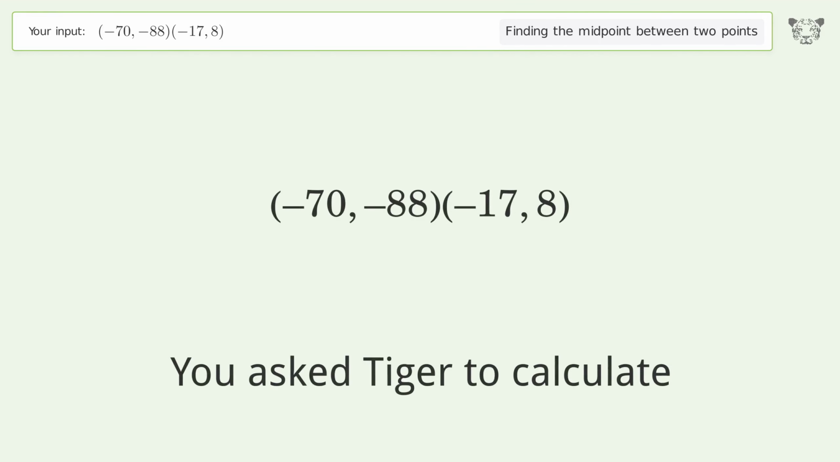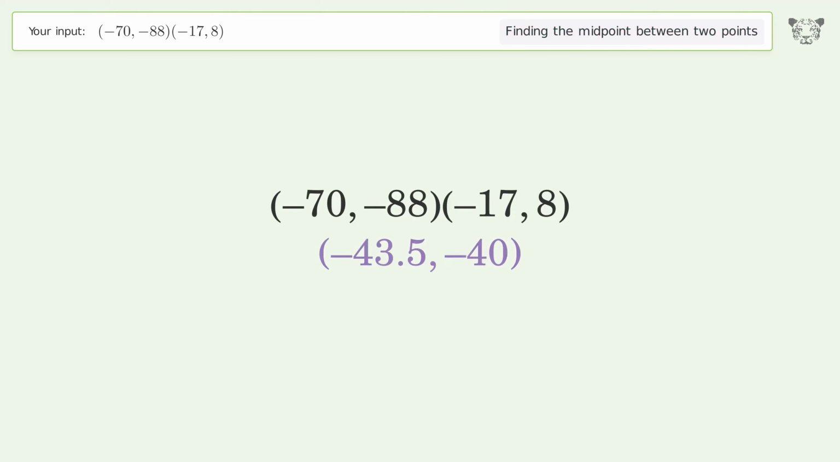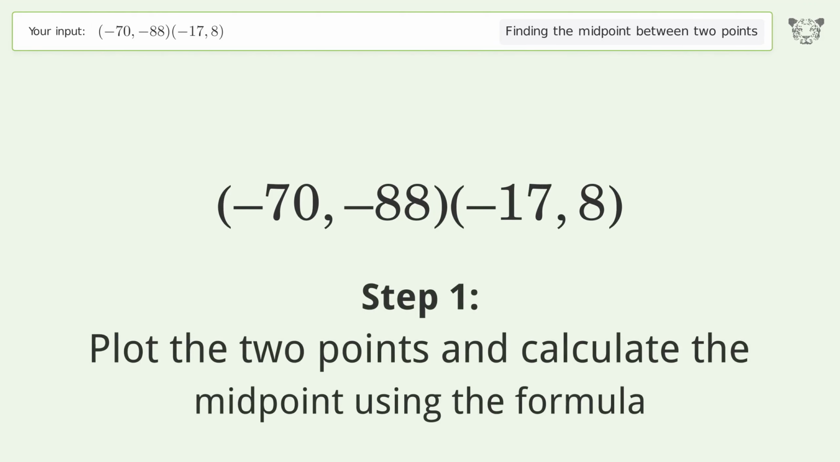You ask Tiger to calculate. This deals with finding the midpoint between 2 points. The midpoint between the 2 points is negative 43.5, negative 40. Let's solve it step by step. Plot the 2 points and calculate the midpoint using the formula.